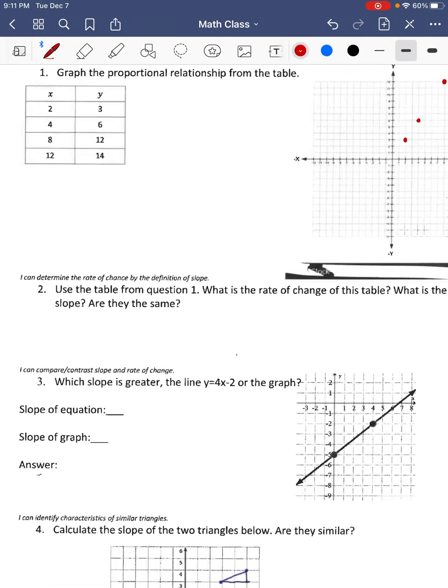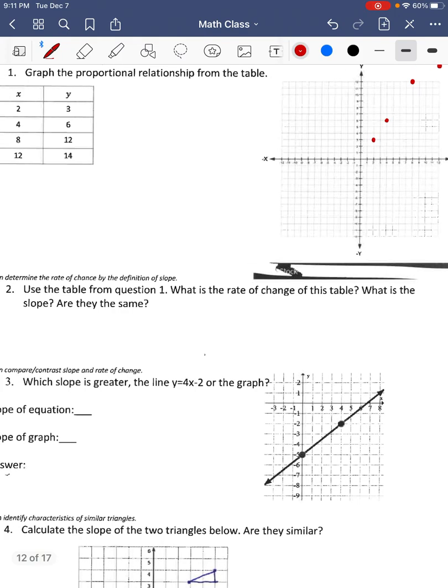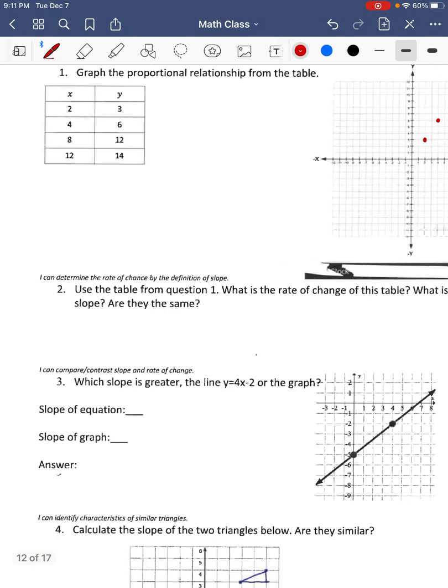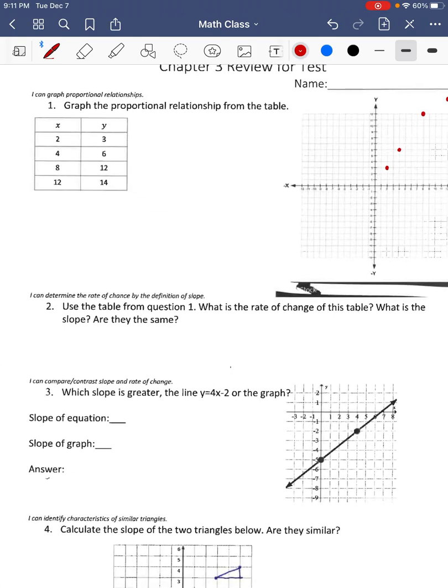Number 2 says use the table from question 1. What is the rate of change of this table? What is the slope? Are they the same? So rate of change and slope should be exactly the same. And this is our change in y over change in x, or our y2 minus y1 over x2 minus x1. You can use either.